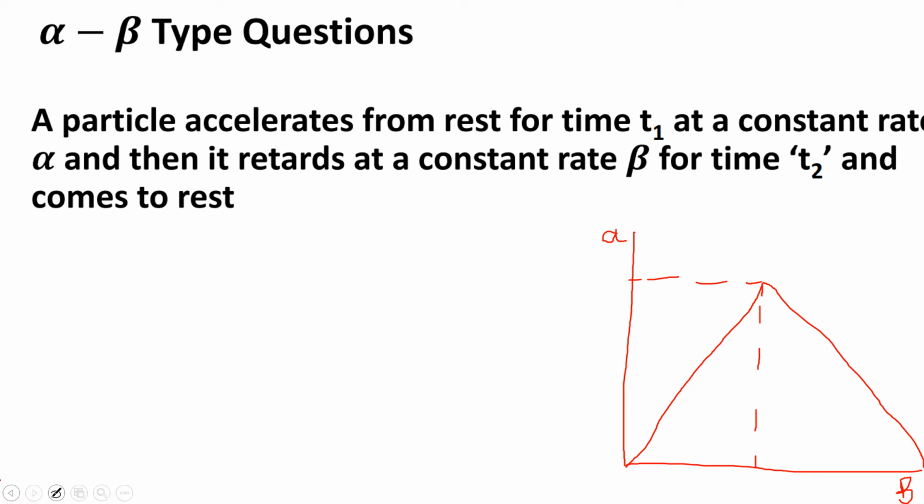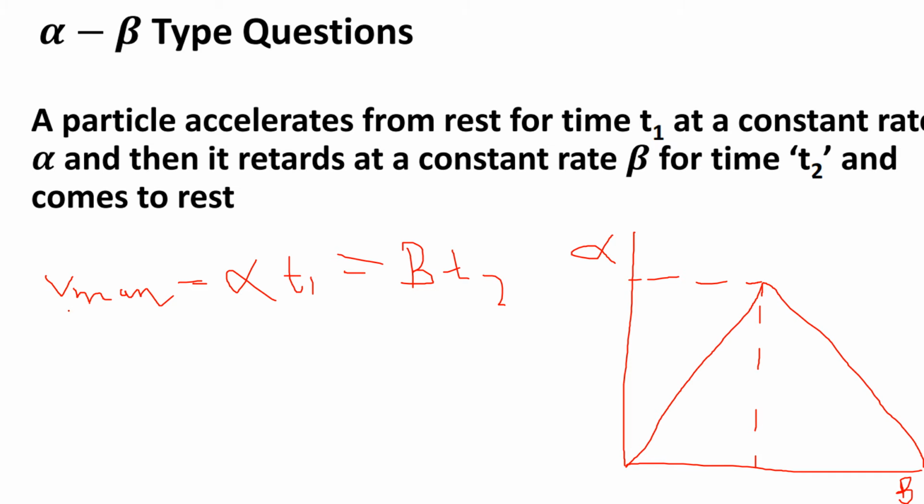So we have to find the velocity, v max. What will be the formula for v max? It will be alpha t1, which is equal to beta t2. So instead of writing alpha like this, I should write alpha like this only. Alpha, okay. Or if t1, t2 is not given, then how?